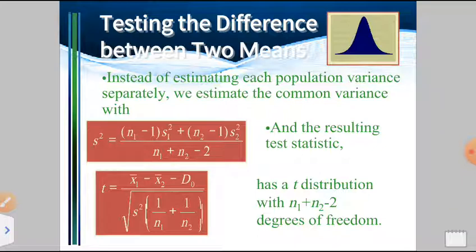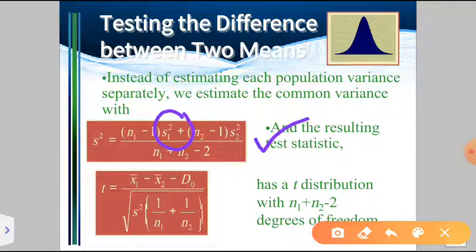Under these assumptions, we take the t-test given by x1 bar minus x2 bar minus d naught, which is normally taken as 0, divided by the square root of s square, which we have taken common, into 1 by n1 plus 1 by n2. Note that we have to calculate s, the standard deviation, using this formula. Here s1 square, s2 square, n1 and n2 are needed, and using this formula we can calculate s square, and then this s square is substituted in the denominator.